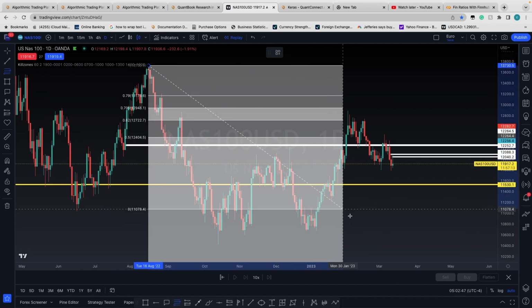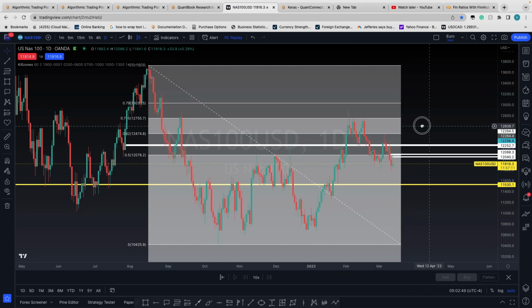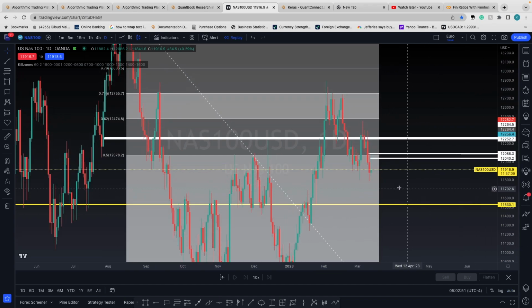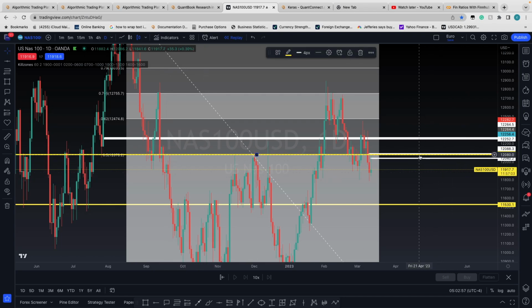So again, we can see here where the premium area is. Again, it's this 50 level, right? So if I'm going to be a seller, I'd like to be a seller from there, and we'll see how this is relevant as we get lower.